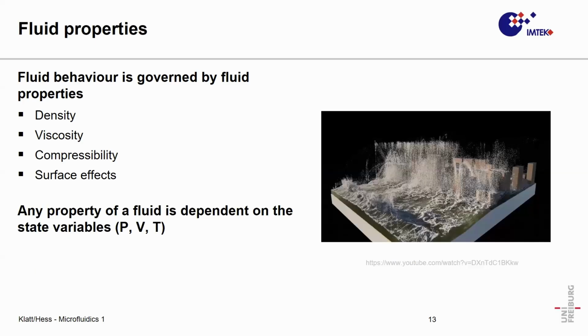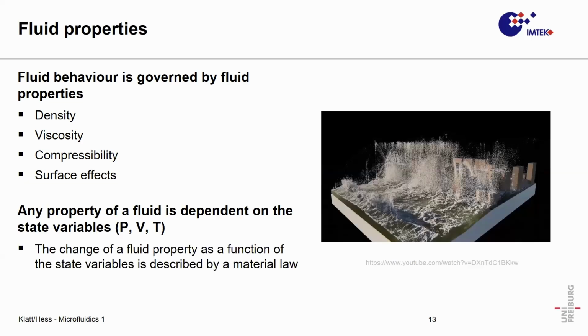In principle, any property of a fluid is dependent on the state variables, which we discussed in the first video. The change of a fluid property as a function of these state variables is described by a material law. In some cases, the properties are only weakly dependent on the state variables and can thus be considered constant.